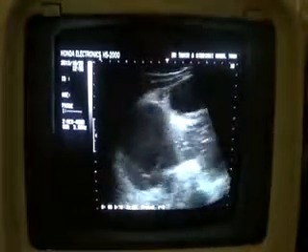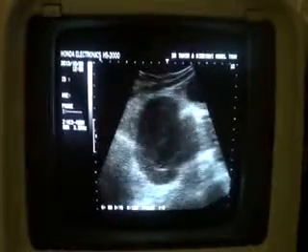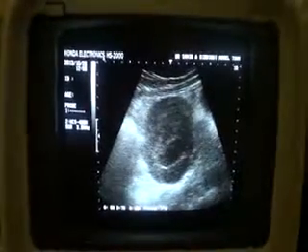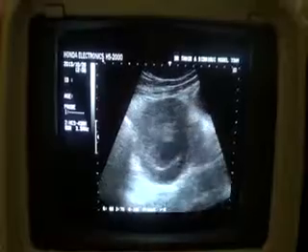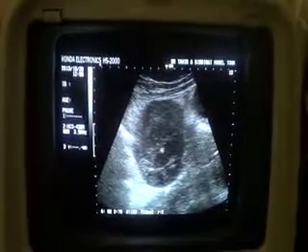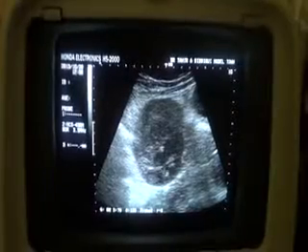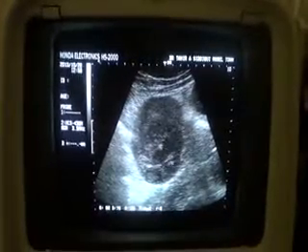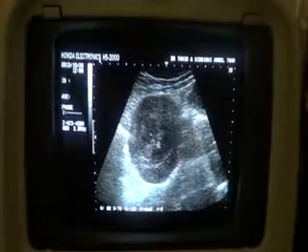Now, this was the right. See the debris within it, and you can see a tiny calcification giving posterior shadow in this view. This is a tiny calcification. So there are a few tiny calcifications as well.